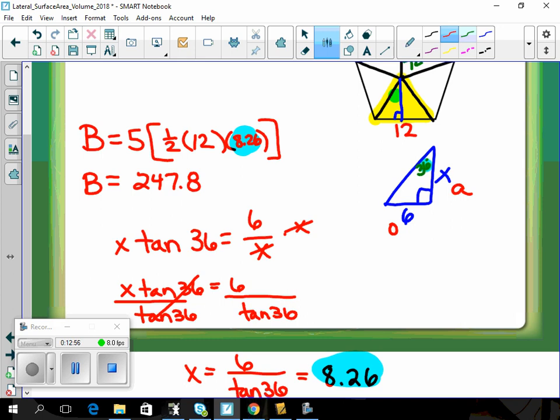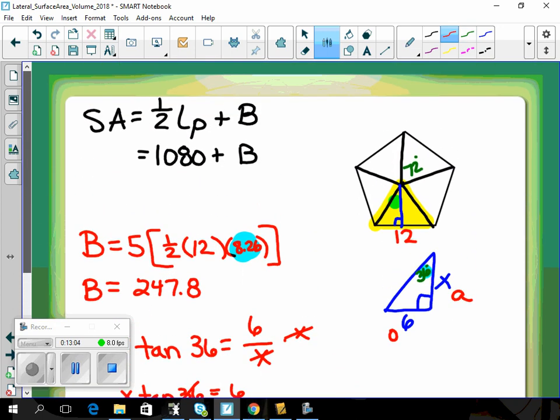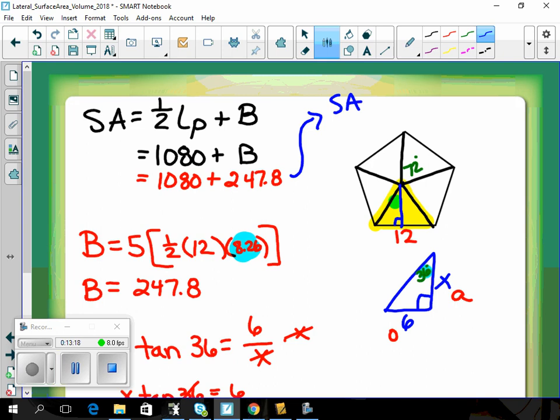All right, so that's not my final answer yet. That's just the area of the bottom of the pyramid. Now I have to go back up, scrolling back up, and plug it in here. So I have 1080, which was the lateral area, plus the bottom pentagon. So the surface area in total was 1,327.8. And we do need to worry about units here. I think it was feet, wasn't it? So it's surface area, so it's still square feet.